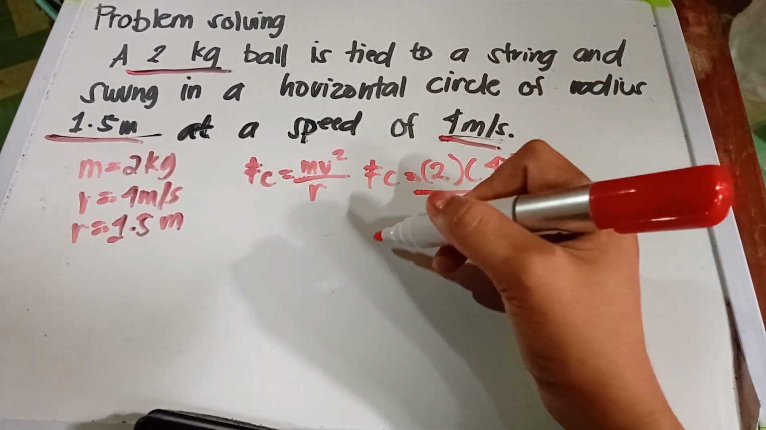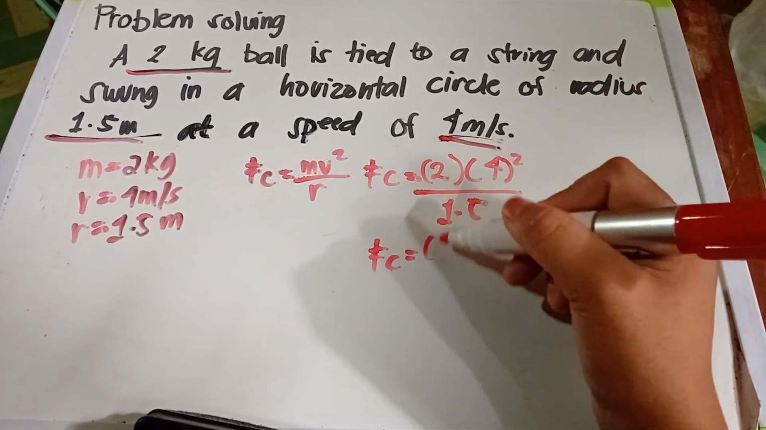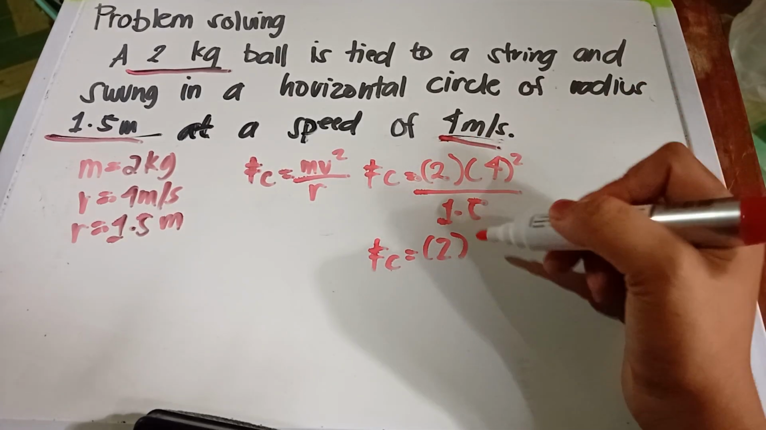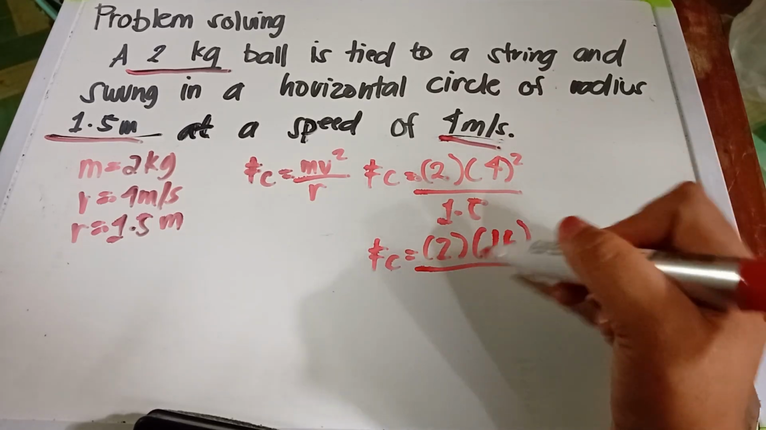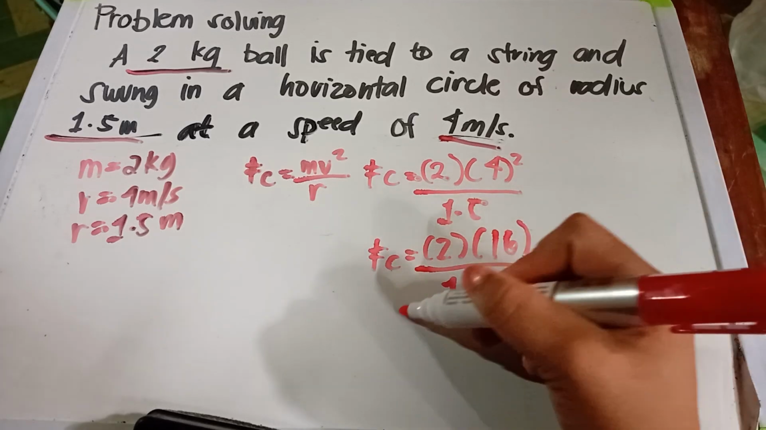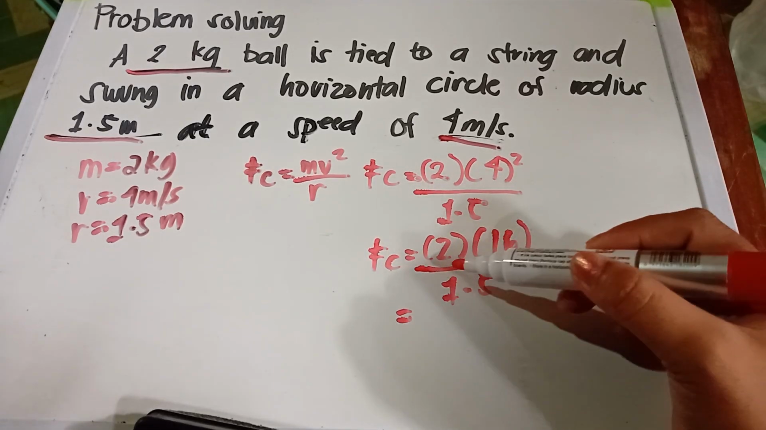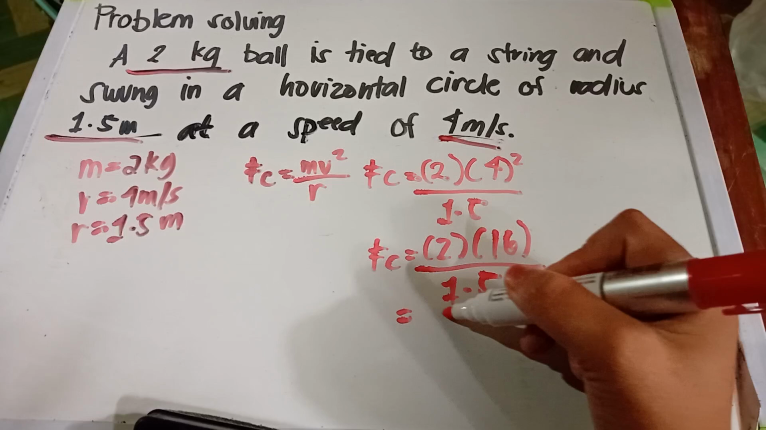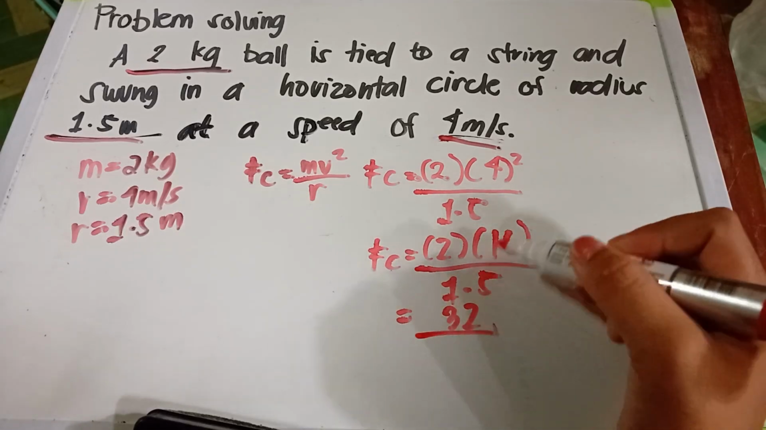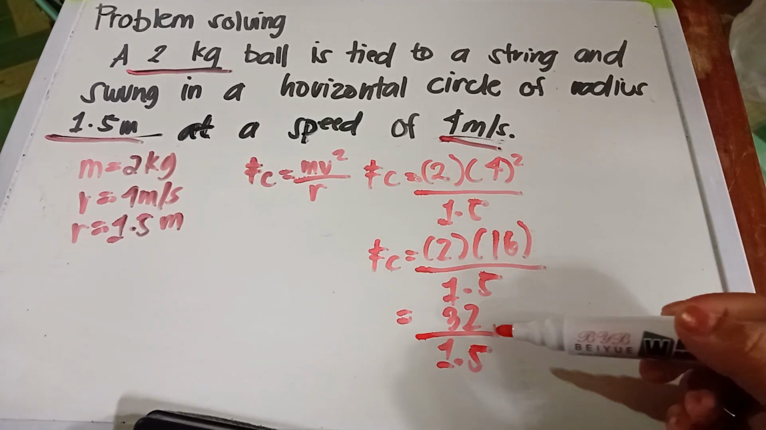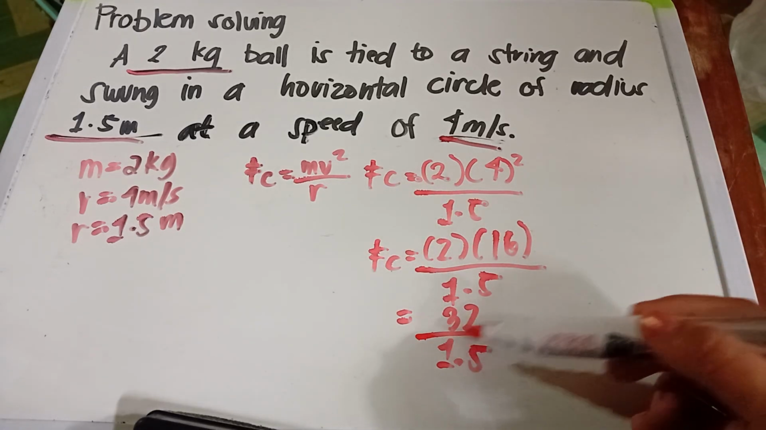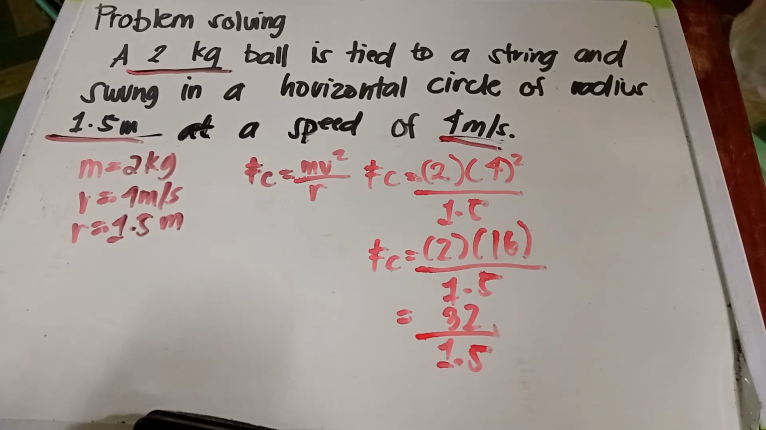So Fc is equal to 2, let's bring down the 2, and 4 squared is 16, over the radius 1.5. Let's multiply first. 2 times 16 is 32, over, let's bring down the 1.5. To get the answer, we're going to divide 32 by 1.5. We're going to use a scientific calculator to get the answer correctly.